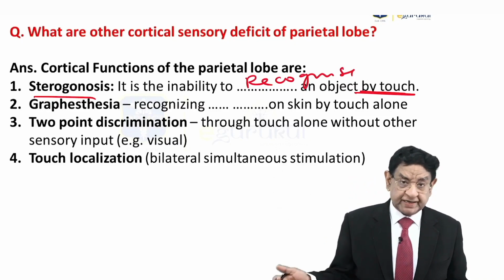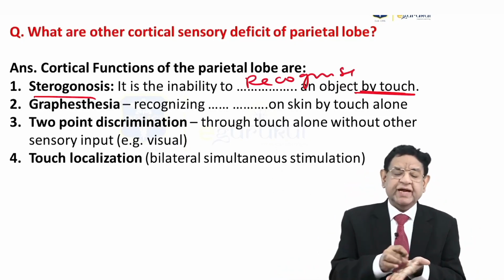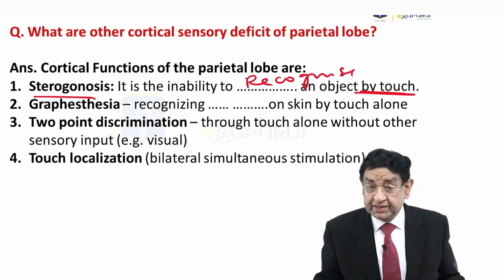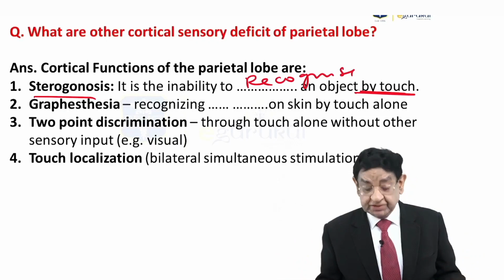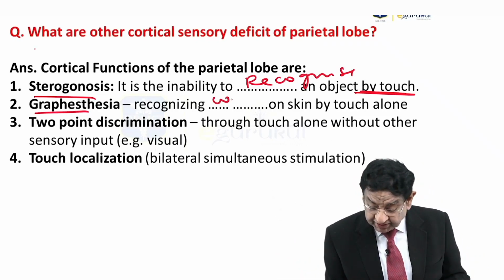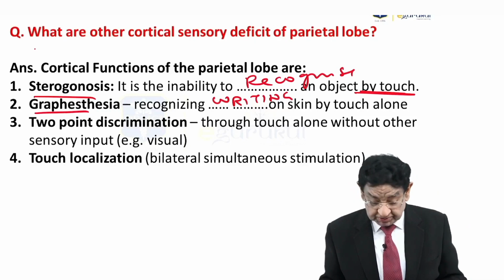Of course, this you are writing yourself. In this, we ask the patient to close the eyes and we write something on the palm. If the patient is able to appreciate it, this is known as graphesthesia. It is recognizing writing on the palm with the eyes closed.